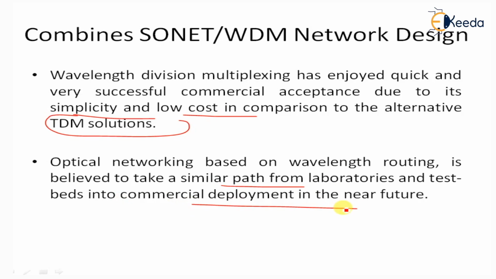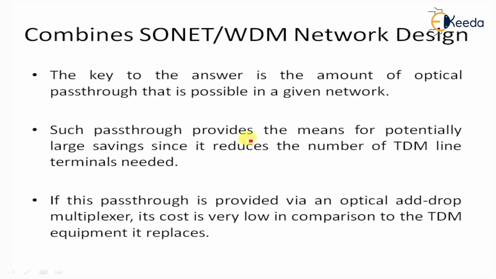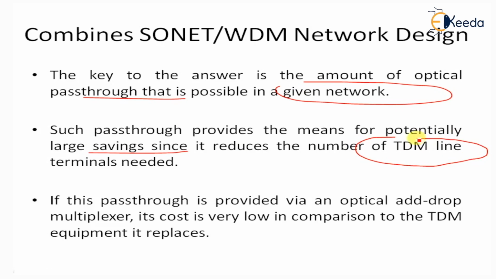The success of this step is based on some cases where optical networking provides substantial cost savings over point-to-point WDM links interconnected by TDM equipment. The key feature is the amount of optical pass through that is possible in the given network. Such pass through provides potentially large savings since it reduces the number of TDM line terminals required for that network.